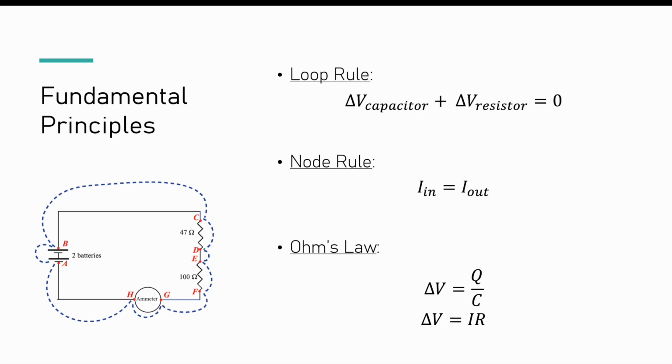The fundamental principles that we'll use for this experiment are the loop rule, which says that delta V capacitor plus delta V resistor should theoretically equal 0; the node rule, that the current in is equal to the current out; and Ohm's law, that delta V equals Q divided by C, and delta V equals I times R.